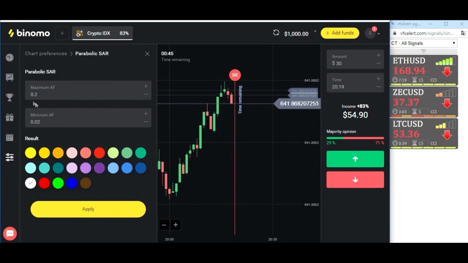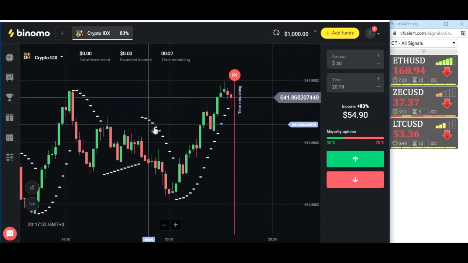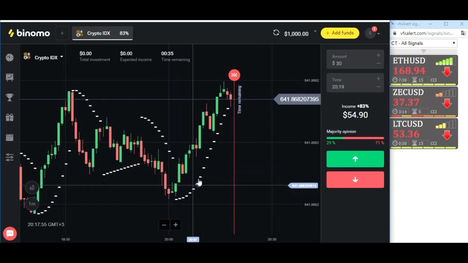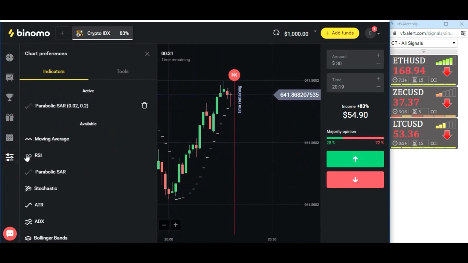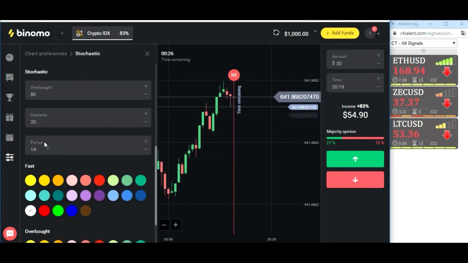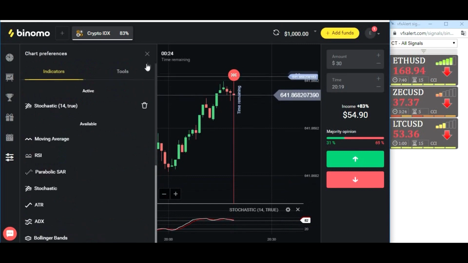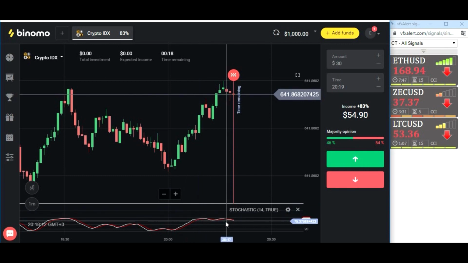3. Parabolic SAR, default settings. Using this indicator, you can determine the reversal of the current trend. We recommend putting candles on the chart, so it will be easier for you to determine where the point of trend change is. 4. Stochastic. It is also customizable by default. The tool helps, in the selected area, to determine the percentage of the extreme closing price. You can also customize the indicator for any strategy you want to use.